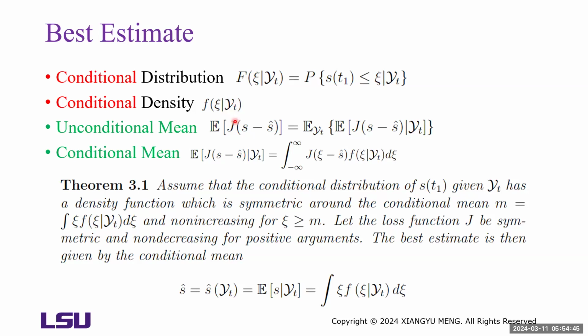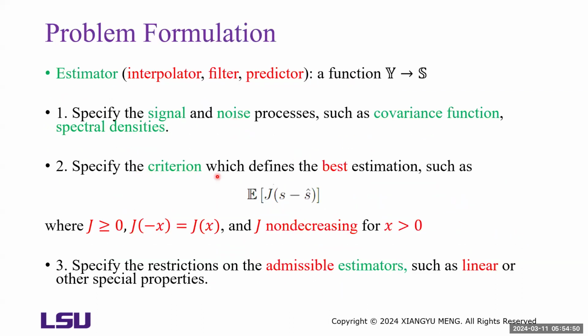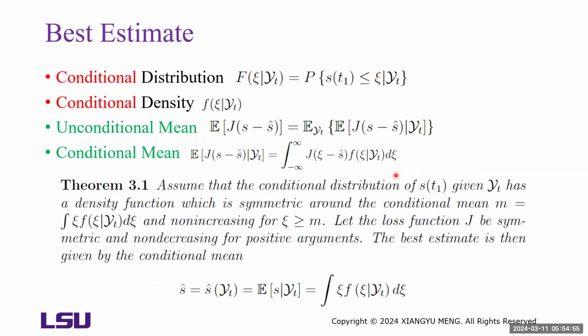To completely specify the estimation problem, we need to define the criterion which defines the best estimate. Here, let's assume the best estimate is defined as the one which minimizes the mean value of a loss function J. So the problem is to minimize the mean value of J(s minus x hat). J is a real function.